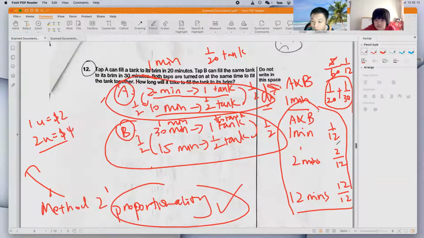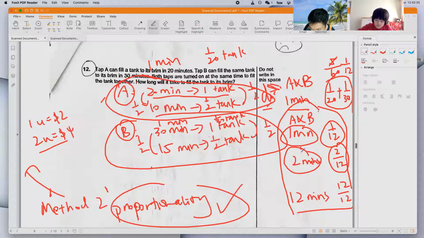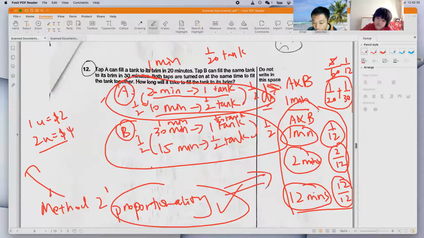Oh, okay. So what I said just now was, in 1 minute, A and B together, 1 over 12 is filled. So in order to have 2 over 12, you need 2 minutes. In order to have 12 over 12, which is the full tank, you need 12 minutes. So what I have demonstrated to you is that I used the proportionality concept here to find the answer, 12 minutes, for this question.